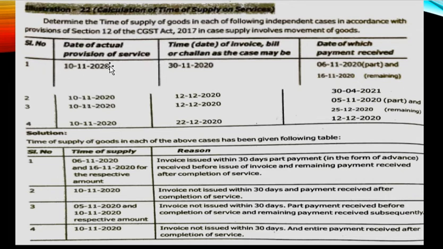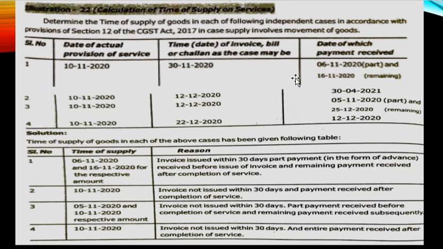So let us take the first case. The date on which the service was actually rendered is 10/11/2020. Then the invoice date is 30/11/2020. The payment received is in two part payments: the first part payment was on 6th July and the second on 16th July. Now in this case, first we will look into the first part payment. Among the three dates, the earliest is the date of payment where half of the amount is received. So the time of supply will be 6th July 2020.